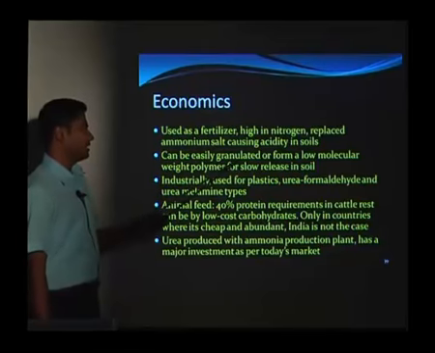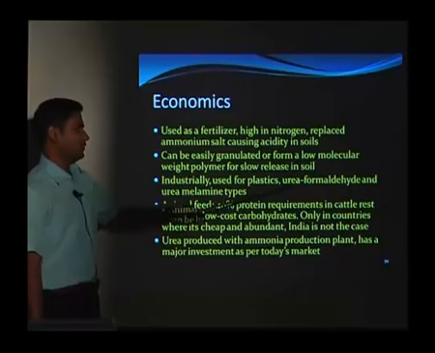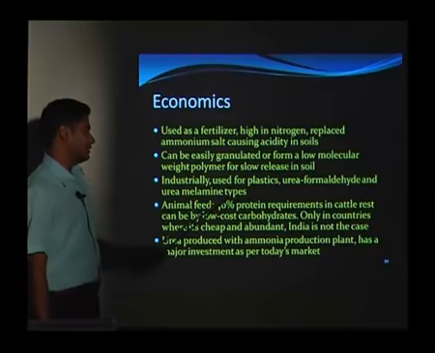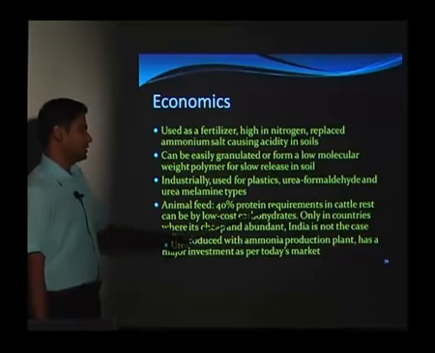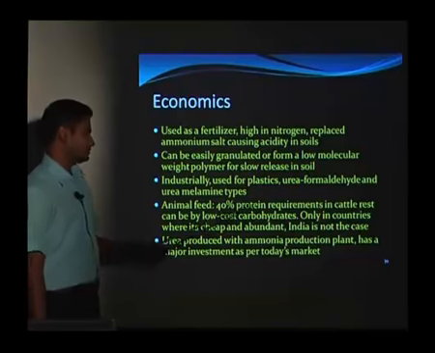Then it can be easily granulated or formed into a low molecular weight polymer for slow release in the soil. Industrially, it is used for plastics, urea formaldehyde and urea melamine types. Then animal feed: it meets 40% of the protein requirements in cattle, and the rest can be supplied by low cost carbohydrates.